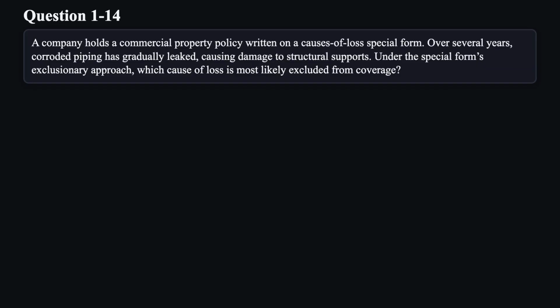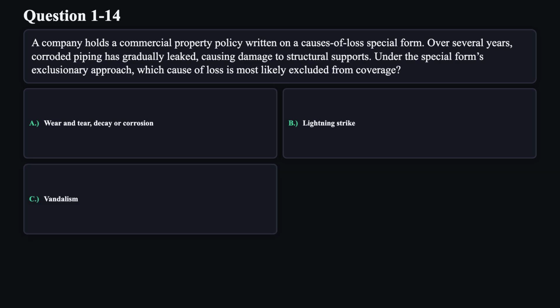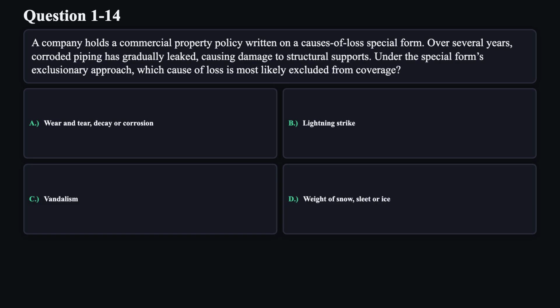Question 14. A company holds a commercial property policy written on a causes of loss special form. Over several years, corroded piping has gradually leaked, causing damage to structural supports. Under the special form's exclusionary approach, which cause of loss is most likely excluded from coverage? A. Wear and tear, decay, or corrosion. B. Lightning strike. C. Vandalism. D. Weight of snow, sleet, or ice.